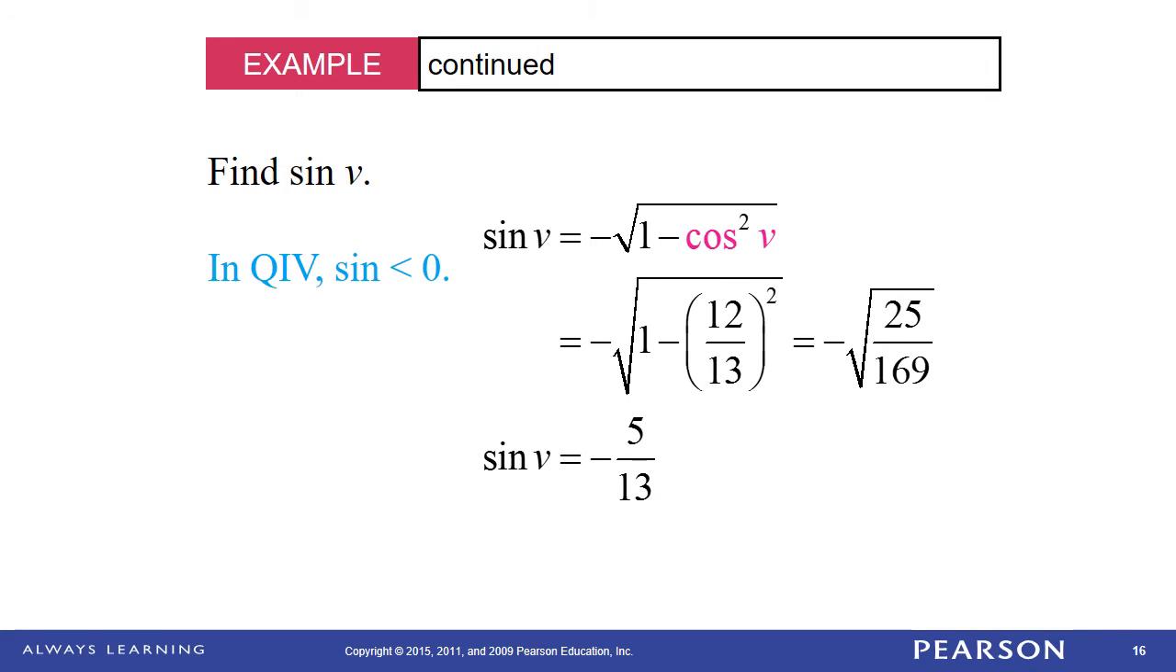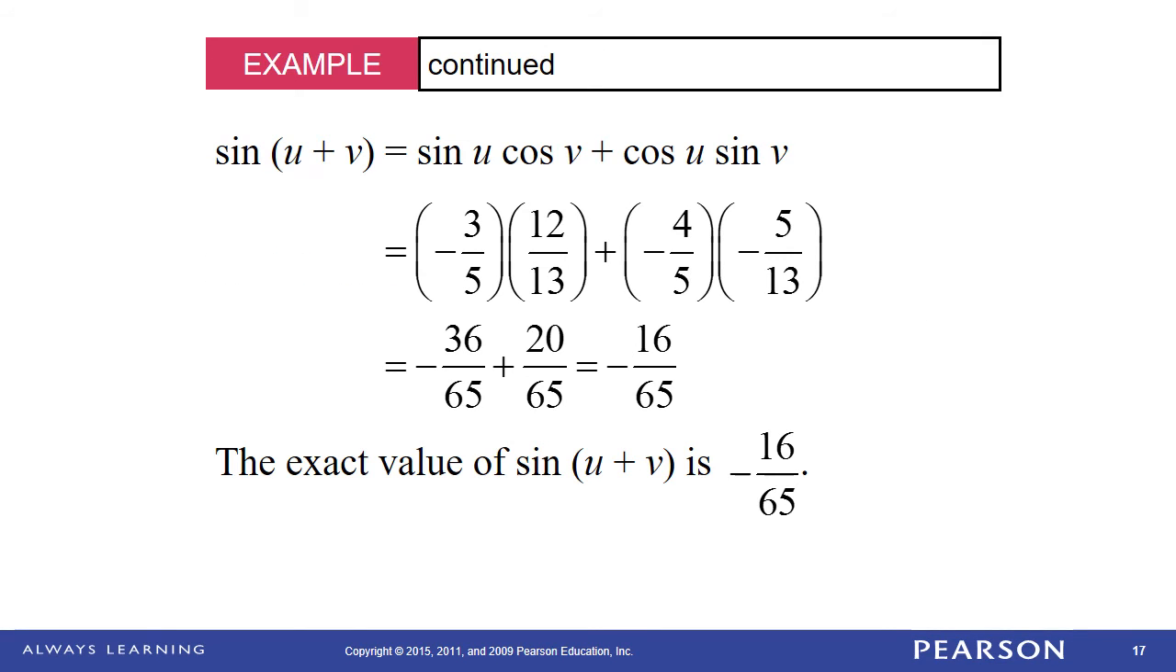And now we have everything we need to punch this into the sum formula for sine. So sine of u plus v is going to be all this right here. We have already figured out each of those values. Sine of u was given. Cosine of v was given. We had to find cosine of u. We had to find sine of v. And then again, simplifying, eventually stopping at negative 16/65. That would be the exact value.